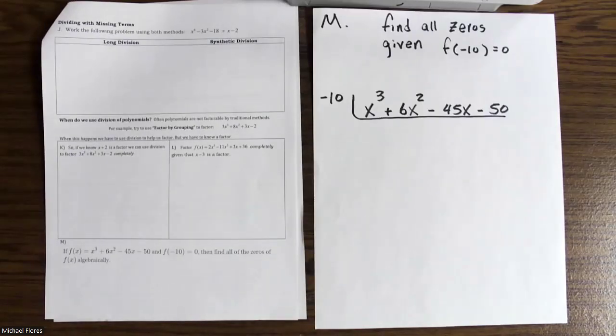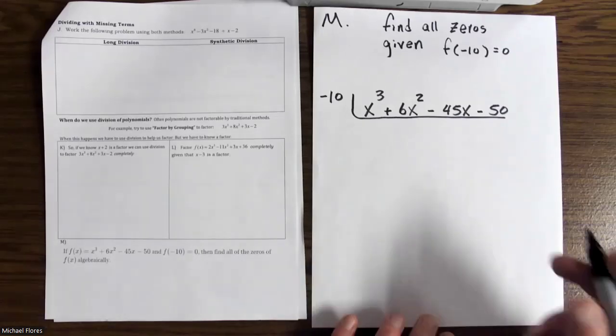All right, we're going to end by doing example M. It has given us a polynomial, and it says f of negative 10 equals 0. So what that means is we want to use negative 10 to help us with our division. All right, once you have everything set up, we're going to start doing our synthetic division.